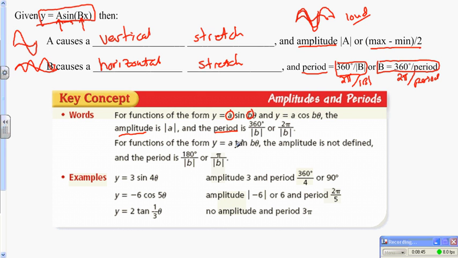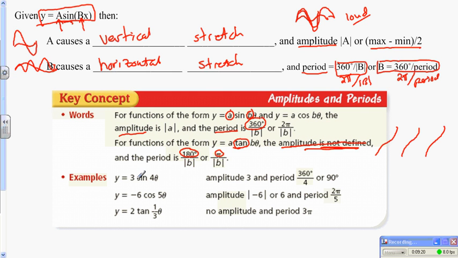But notice this, if it's tangent, the amplitude is not defined, because you remember tangent went like this. It didn't have a maximum or minimum. It just kept on going forever. So that is why with tangent, amplitude isn't an issue. The period is also different, because if you remember, the period for tangent was 180. So instead of taking 360 divided by B, it's 180. It's what we start with, or pi.